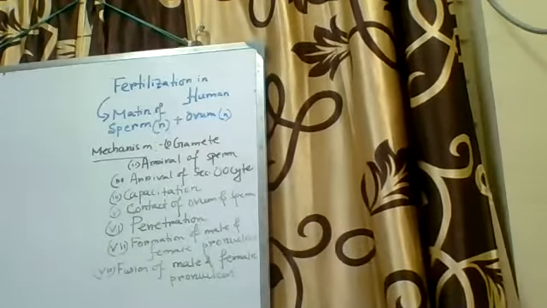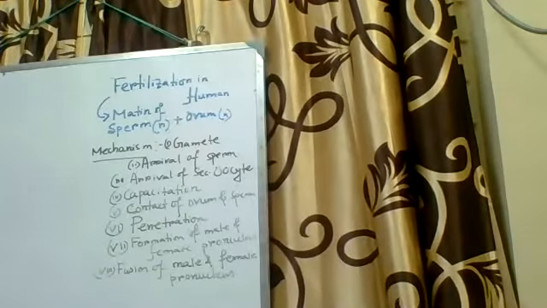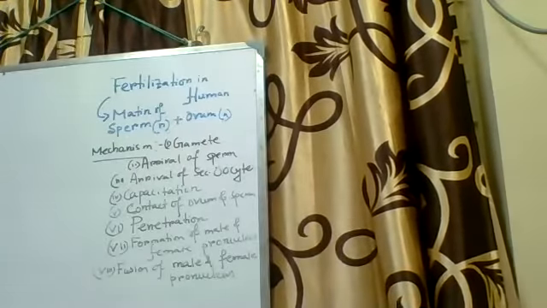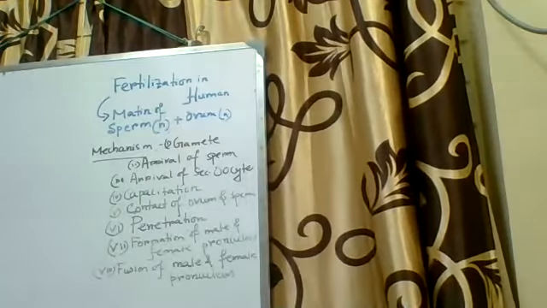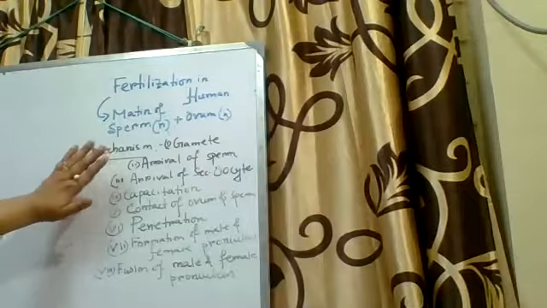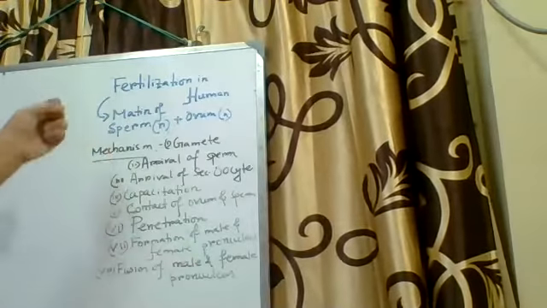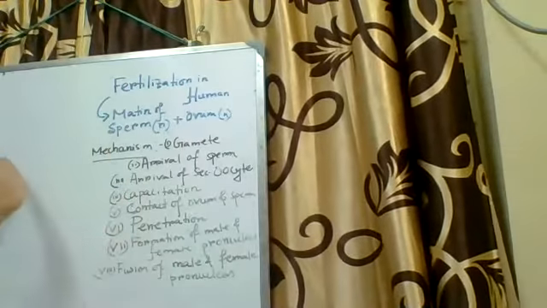Just repeat: gamete, arrival of sperm, arrival of secondary oocyte, the fourth step capacitation, fifth is contact of ovum and sperm, then penetration, then formation of male and female pronuclei, and the last step is fusion of male and female pronucleus. So if we move to the first step, gamete, we know the details of the gamete: male gamete sperm, female gamete ovum, and the sperm or the spermatozoa.